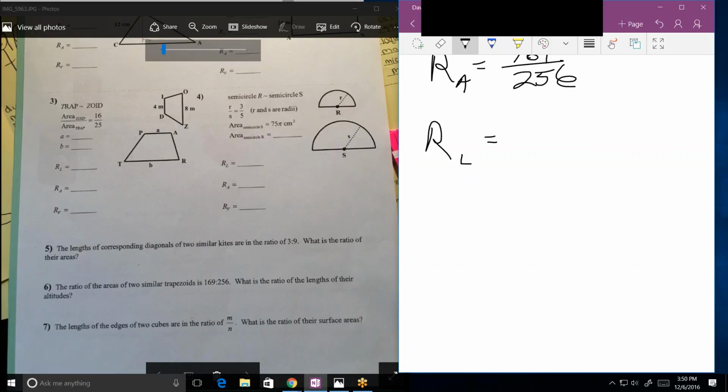Oh, m to n. What's the area ratio? M squared to n squared. That's that easy one. And the volume ratio would be m cubed divided by n cubed.